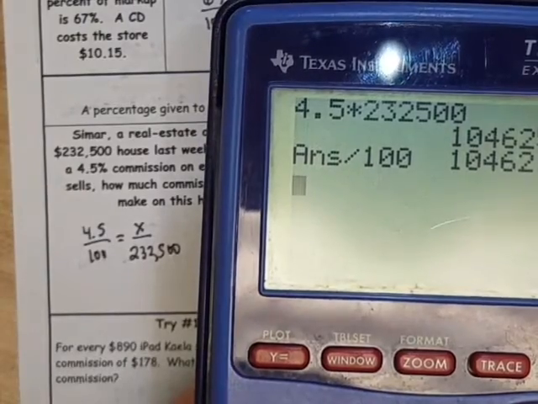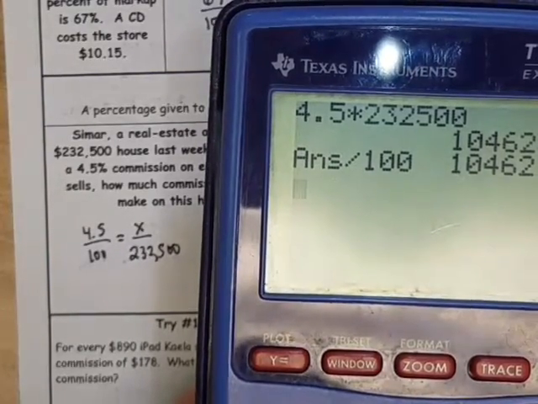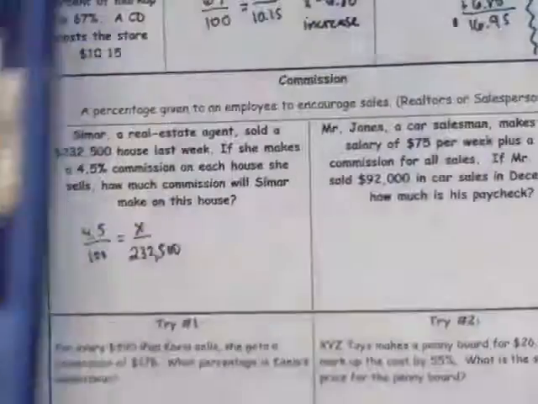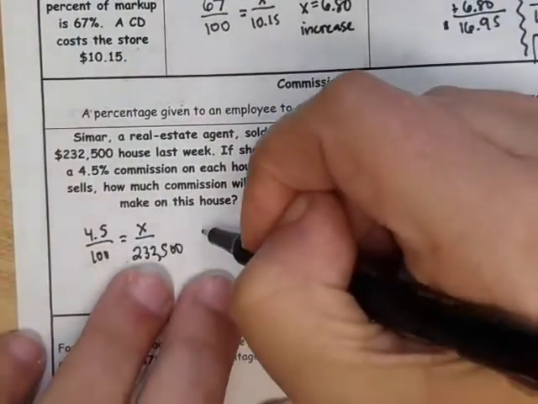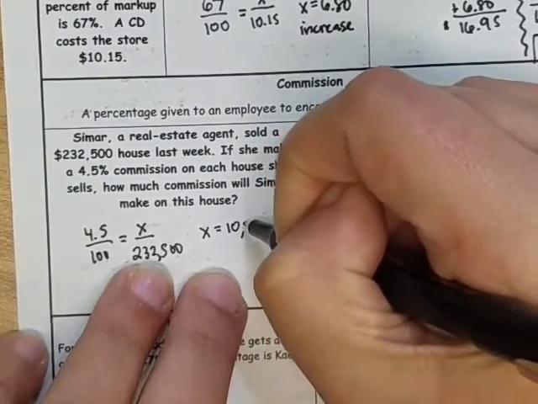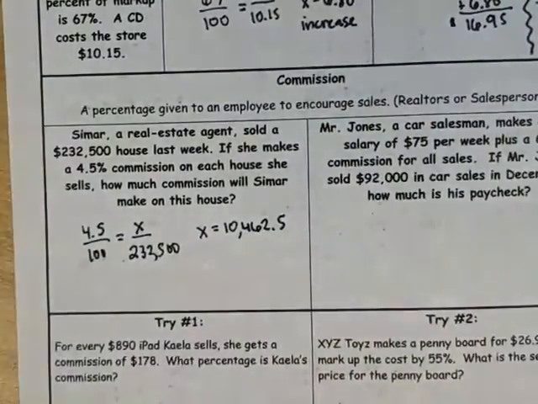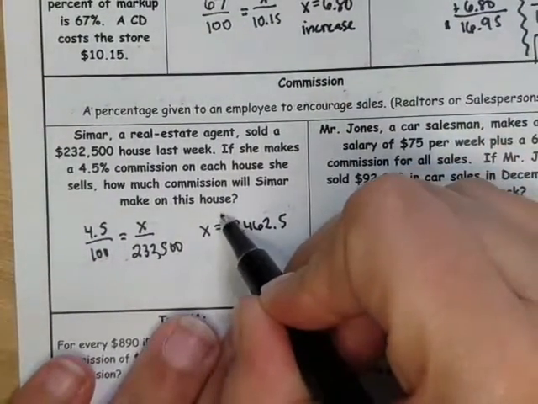That doesn't seem right. Well, I guess so. So Samar will make $10,462.50 just for selling that house.